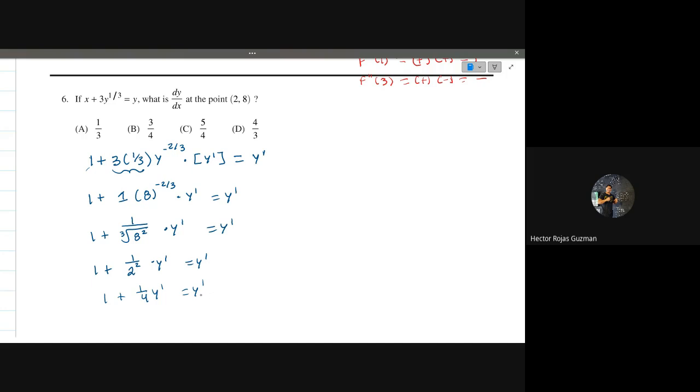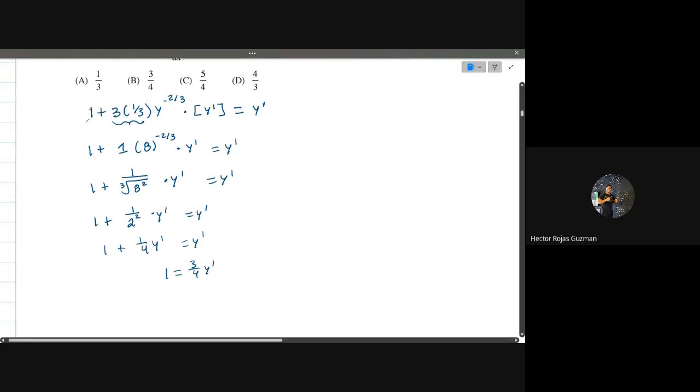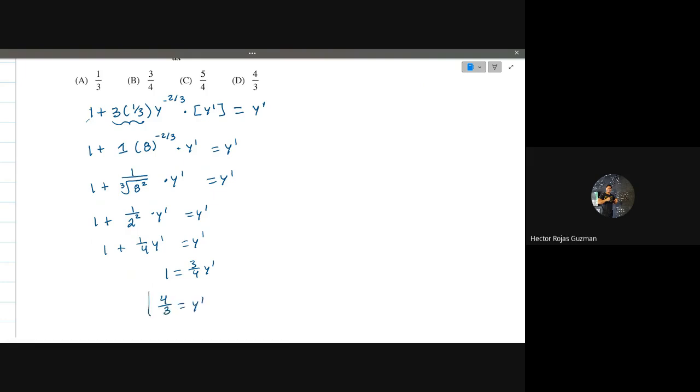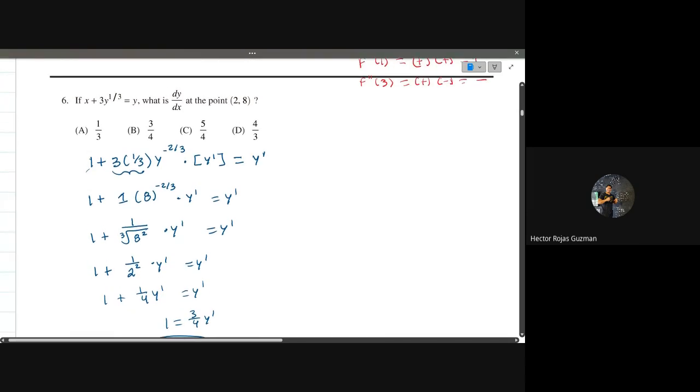Subtract the 1/4 y prime on both sides. And that's going to be 3/4 y prime. And then at the end of the day, we're going to multiply by the reciprocal, multiply both sides by 4/3. And that's our slope. The answer here is D.